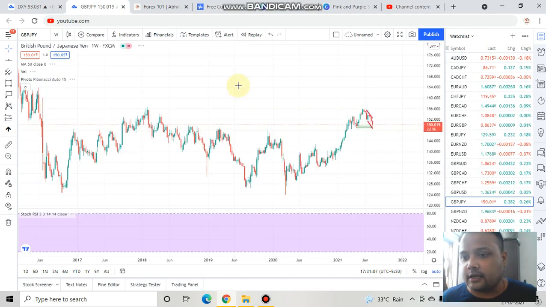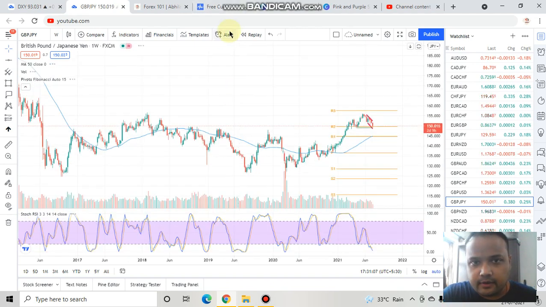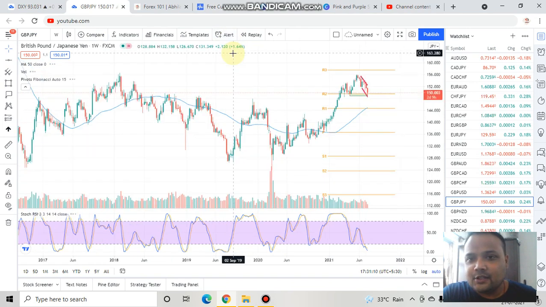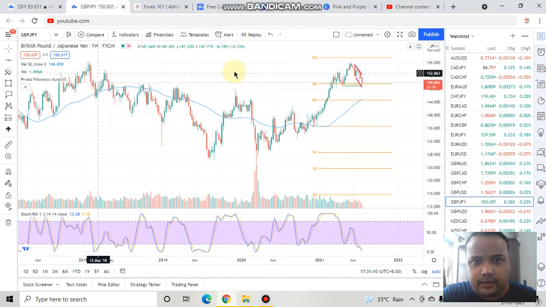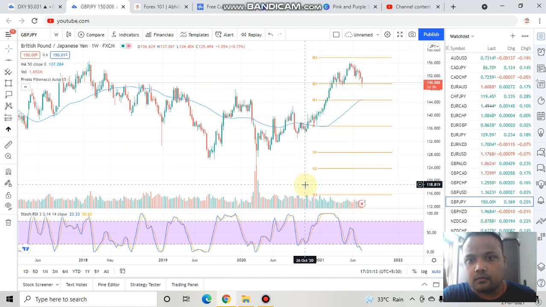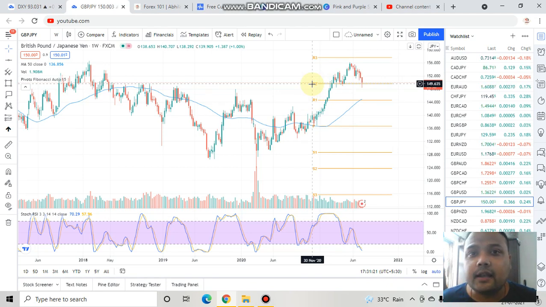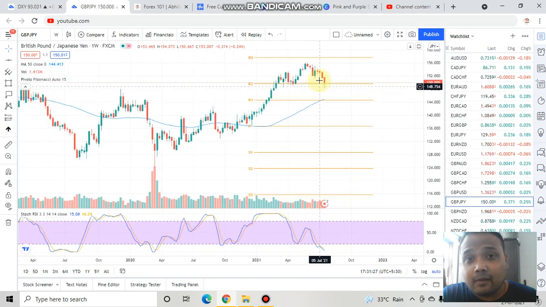the chart is taking time to load. It has opened at last. So if you go to the weekly chart of the Pound Japanese Yen, then you can see that the market is just standing at the support on the weekly chart. And the best thing is that there is also price rejection from below.